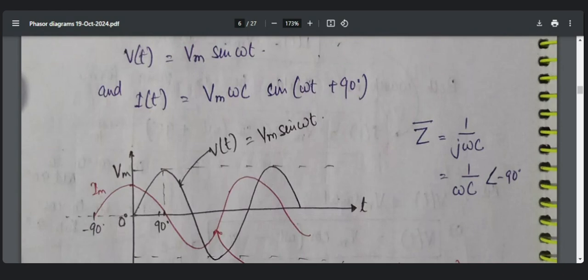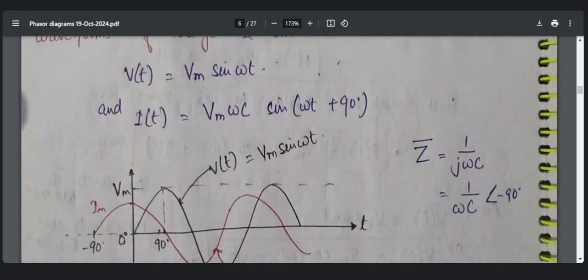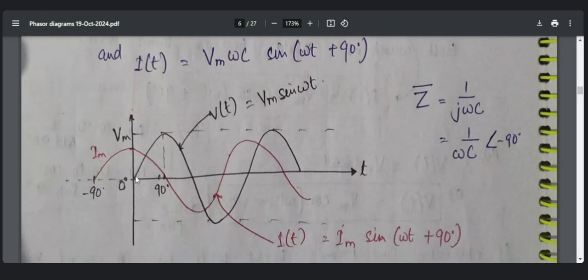But the thing is that in the previous figure, here it is written Vm. In the previous case, here it was written Im, because here we could see that current is leading, sorry. Here we could see that current is leading, that is Vm is Vm sine omega t, and current is leading, that is Im sine of omega t plus 90 degrees. Current is leading means current has started somewhat earlier. So this is the waveform which we could draw for the capacitor.